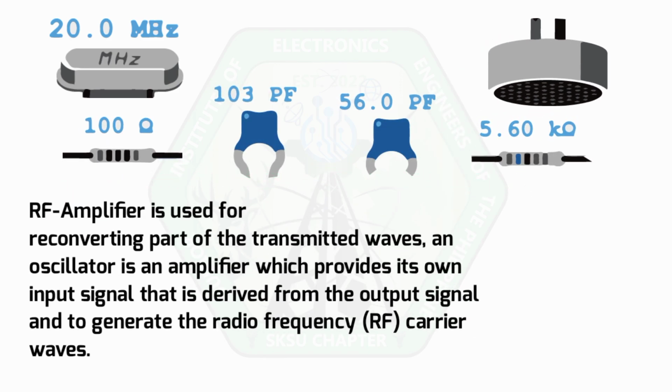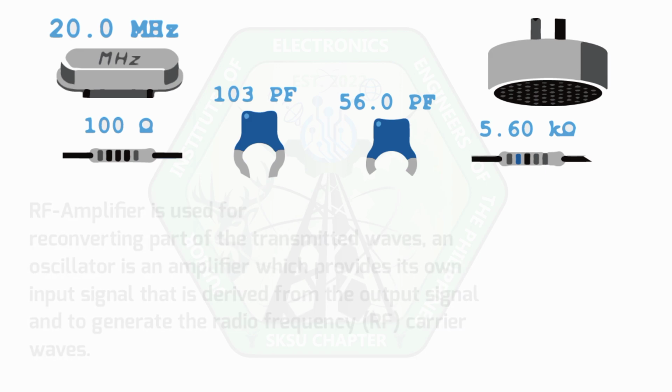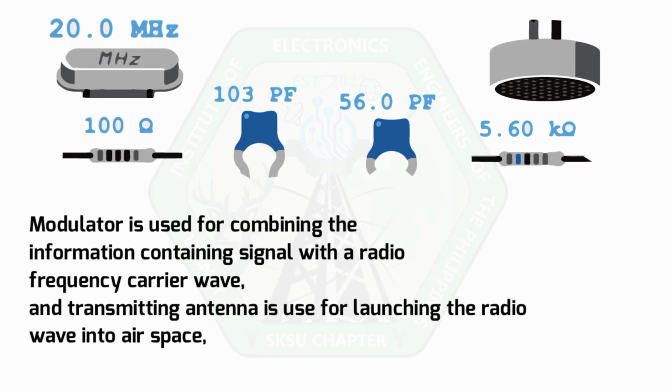RF amplifier is used for amplifying the transmitted waves. An oscillator is an amplifier which provides its own input signal that is derived from the output signal, and generates the radio frequency RF carrier waves. And the modulator is used for combining the information-containing signal with the radio frequency carrier waves. And the transmitting antenna is used for launching the radio waves into the airspace.